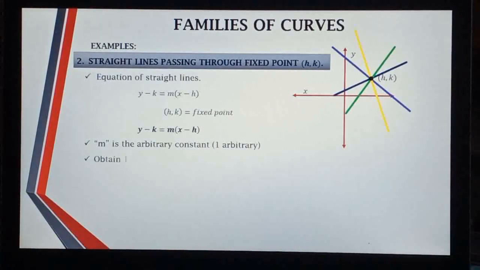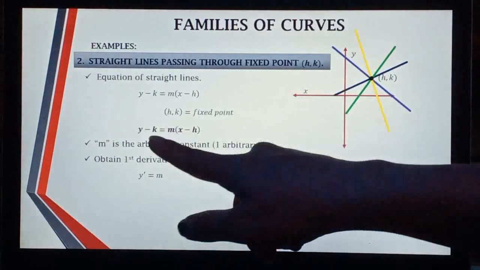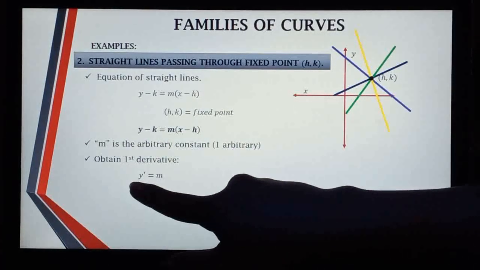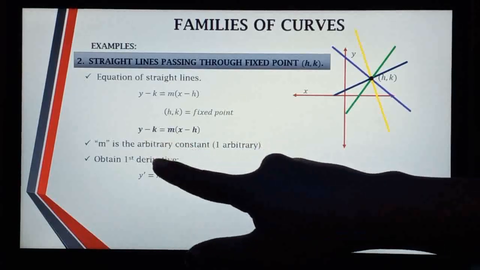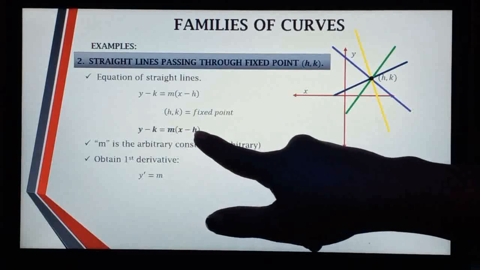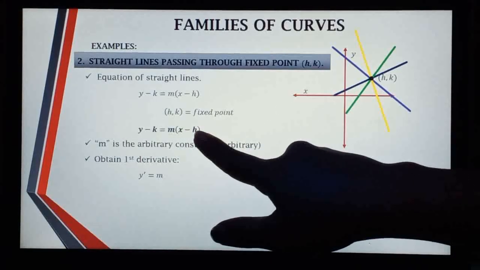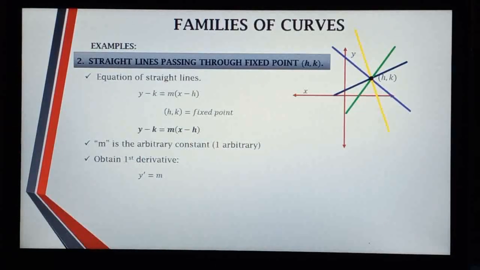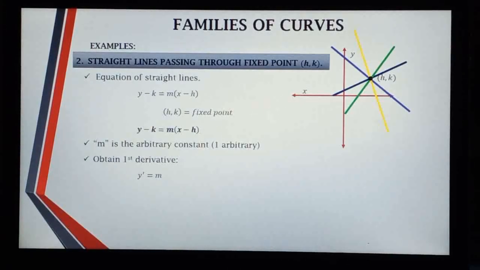So, in that case, you have to obtain the first derivative of the equation. So, pag nag-first derivative ka, y is y prime, k is 0, then mx is m, and h is both constant, then the derivative of constant is 0. So, ang equivalent ng first derivative mo is y prime equated to m.